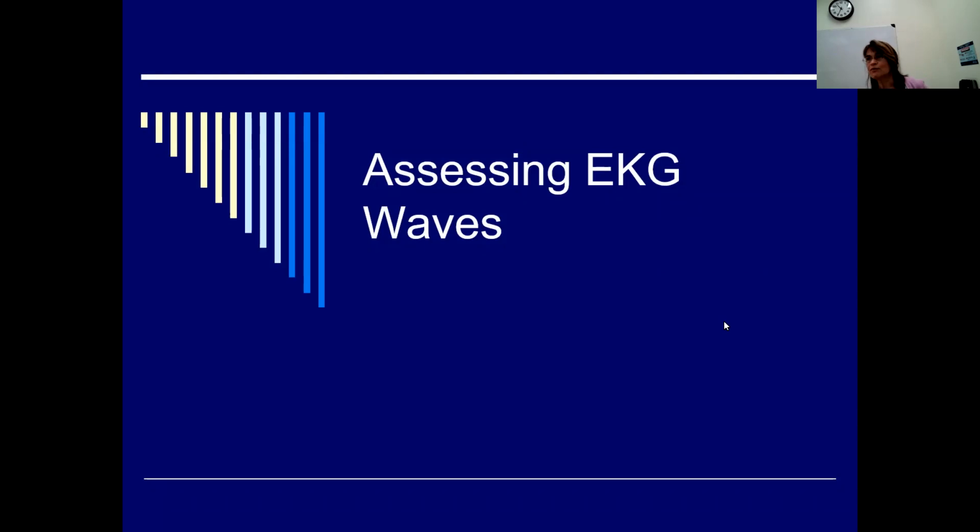We're going to go through each wave and talk about what's normal, what's abnormal. And then we begin with atrial arrhythmias. The word arrhythmia means abnormal. So we're going to go through atrial arrhythmias today during the lecture.